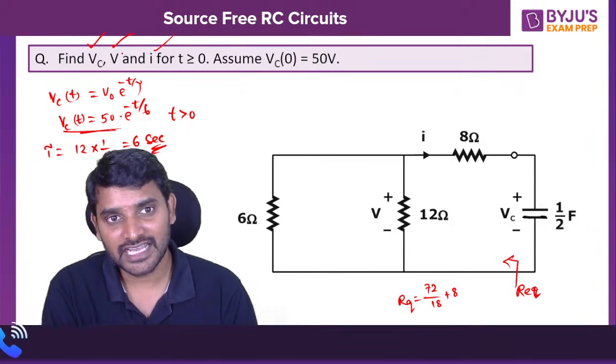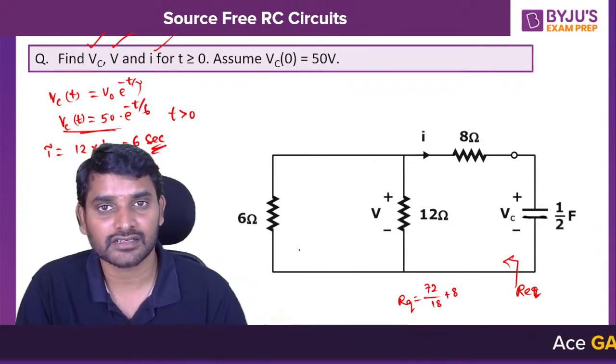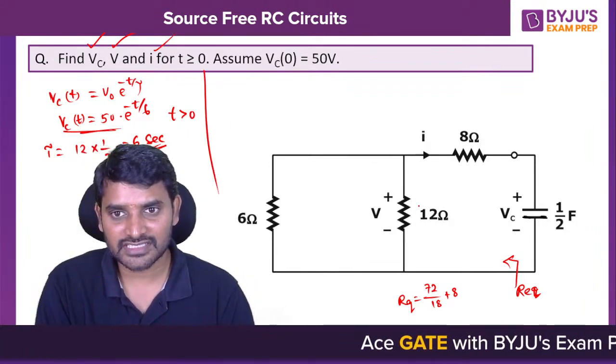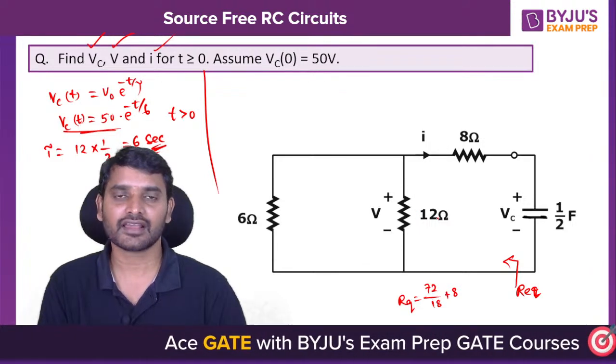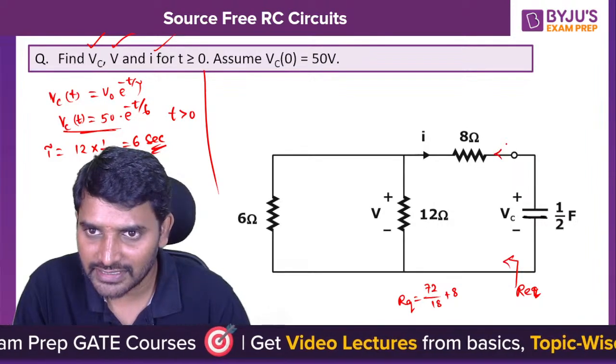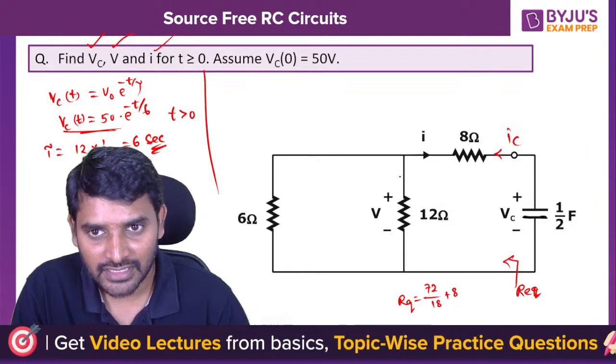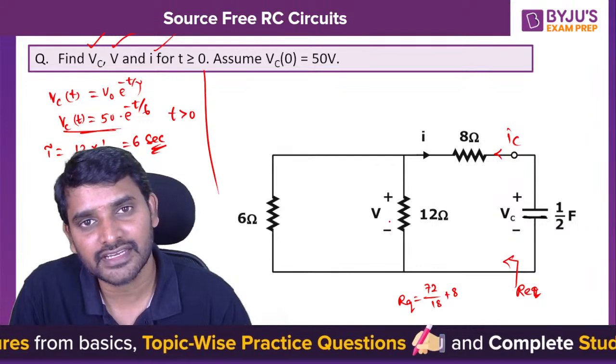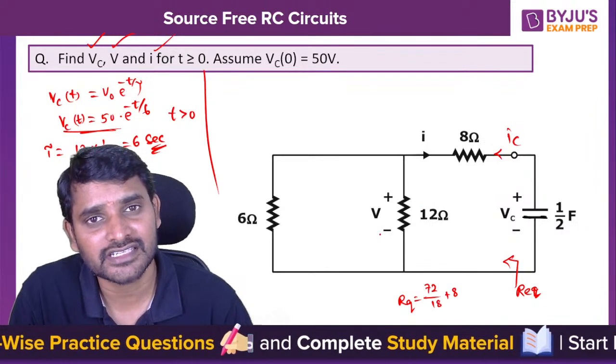And then later he is asking for V, the voltage across this resistor. How do you get the voltage across this resistor? Use the voltage division rule or the current division rule. If you can find out the capacitor current while discharging, then you can use the current division rule. After finding the current division, multiply with the resistance, and you will get it.